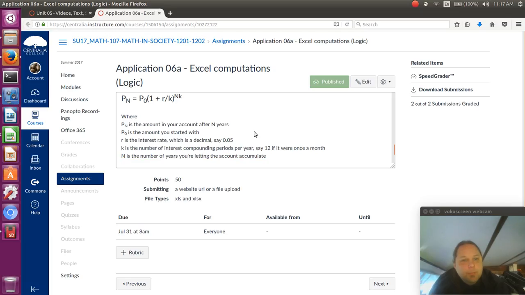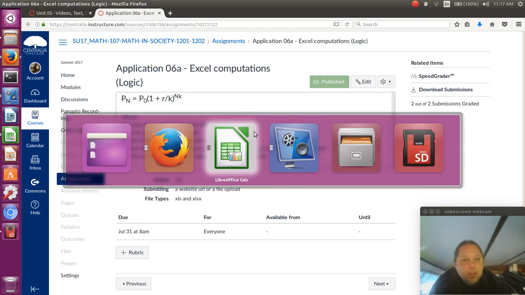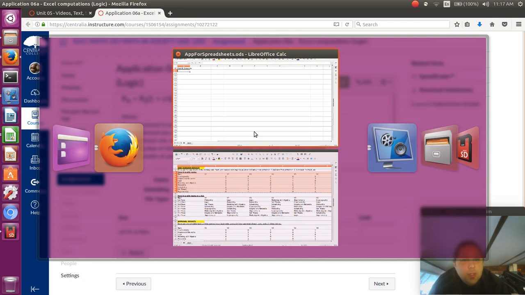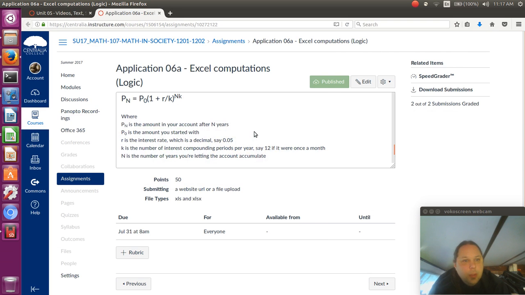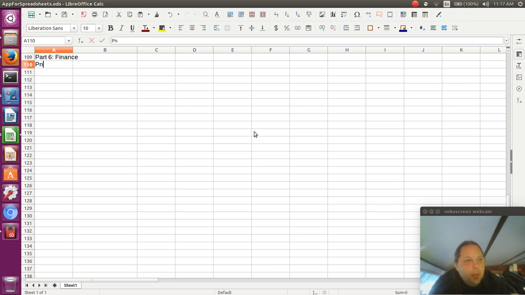Okay. So to do this in a spreadsheet, I'm going to actually start by defining each of those variables. What were they? I've got Pn, which is to be solved for. I'm going to put a question mark there for now. That's what I'm trying to find. I'll make that in yellow since that's my answer.